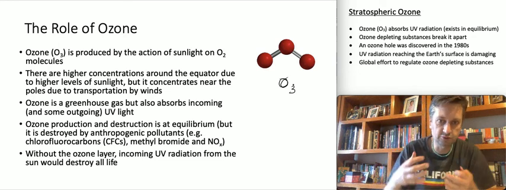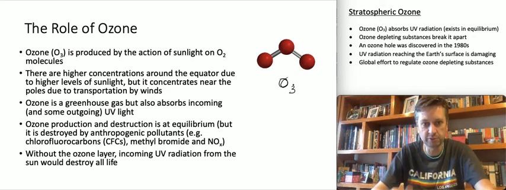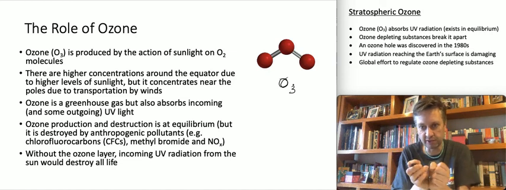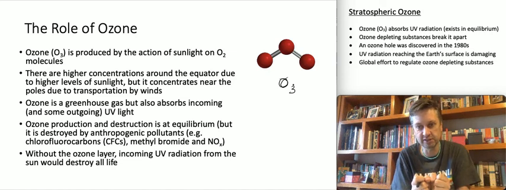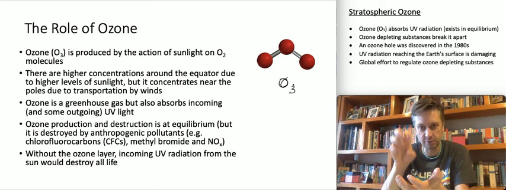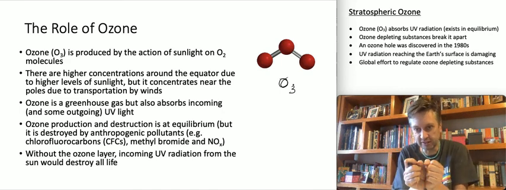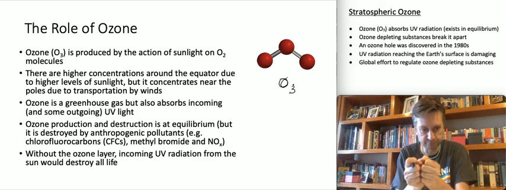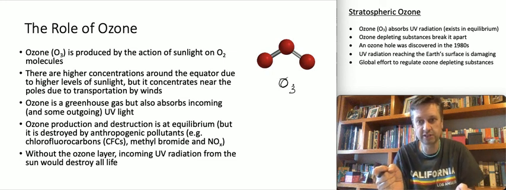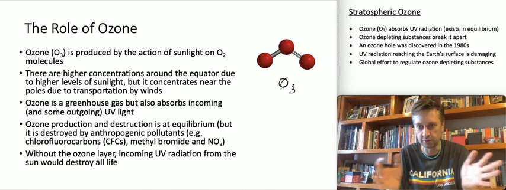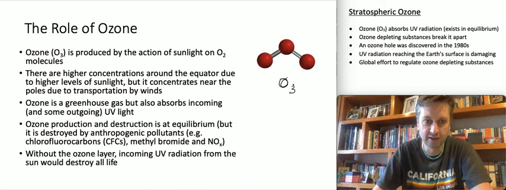Ozone production and destruction is at equilibrium, but if we introduce ozone depleting substances, for example chlorofluorocarbons, CFCs, which is the most well known, methyl bromide is another one, or nitrous oxides, we disrupt that equilibrium. Basically, these substances like CFCs act as a catalyst. They break away oxygen atoms from ozone molecules and release them, which can then bond, instead of bonding back with the existing ozone molecules, with separated oxygen atoms. And therefore, the ozone layer in certain places around the globe becomes thinner and thinner.